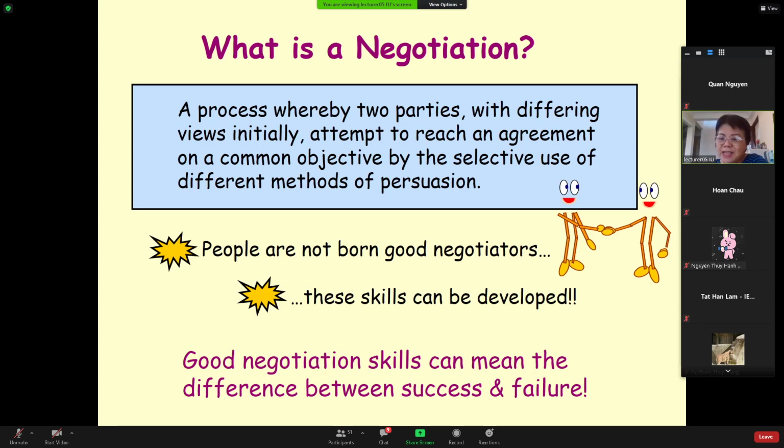You negotiate with your parents. You do negotiation with your brother and sister, with your friend, with your teacher, with your business partner, etc. So if you are a good negotiator, you have a good chance to be successful.